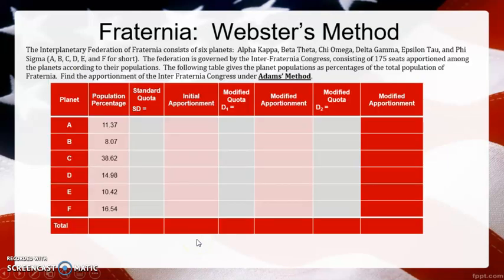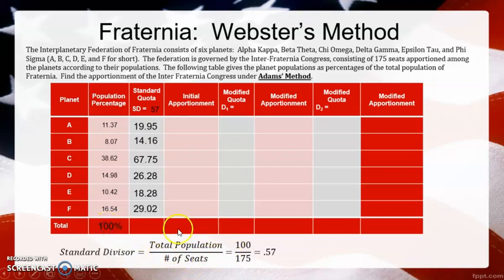So let's look at our same example. We still have the Interplanetary Federation of Fraternia. They're still trying to award the 175 seats. In order to find our standard quotas, we first have to find the total population, use that to find the standard divisor, and then find the standard quotas by taking the population of each state and dividing by the standard divisor. And you'll notice that that process was the same for Jefferson, Adams, and Webster's method. Where they differ is in this initial apportionment. Jefferson always gave the lower quota, Adams always gives the upper quota, but Webster's is going to use conventional rounding.